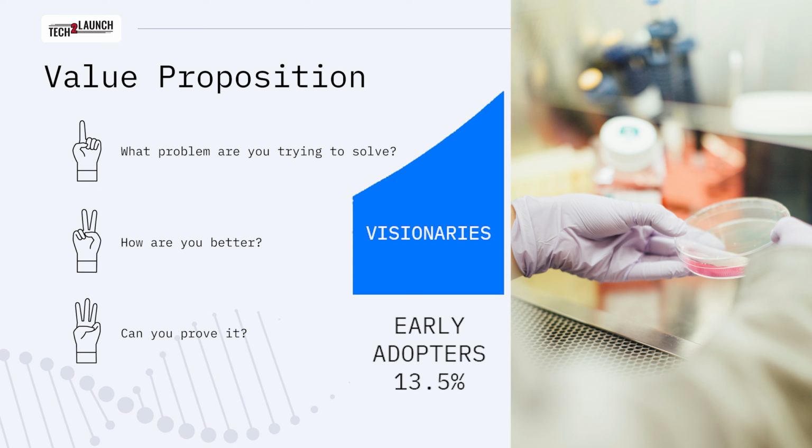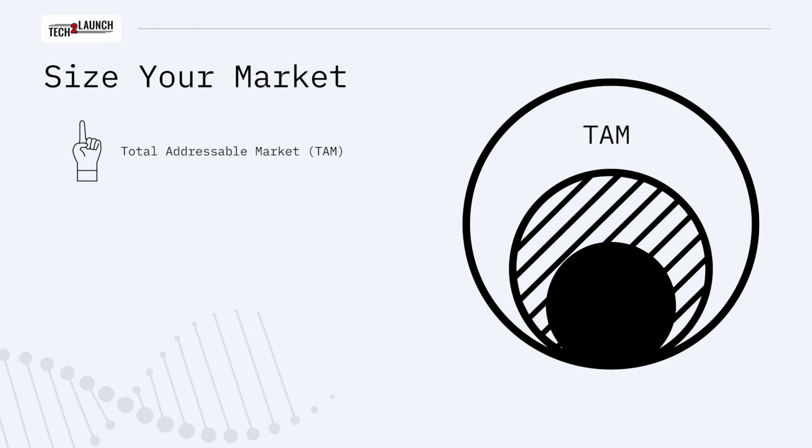Size your market with 3 metrics. First is your total addressable market, also known as TAM. This is the global ceiling. For example, the wearable medical device market reached $22 billion in 2023 and is projected at $60 billion by 2030. The next step below that is your serviceable available market, also known as your SAM. This is your practical reach. So for example, this could be the US cardiac monitoring at $8 billion.